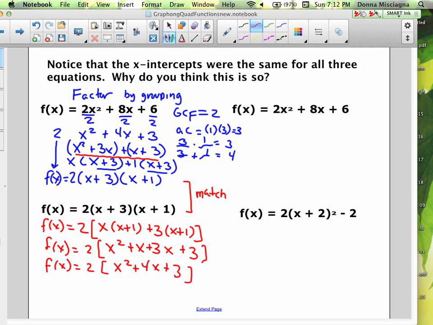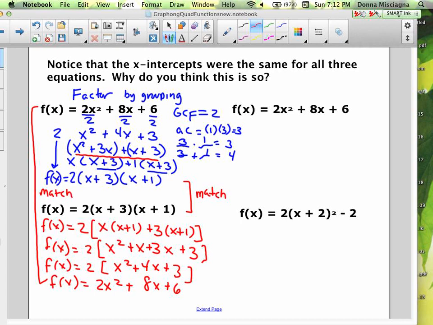Which is what factoring is, right? It's just undoing multiplication by distribution. All right, and now distribute the 2. So we have f of x equals 2x squared plus 8x plus 6. And notice this is the same as that. Those match.